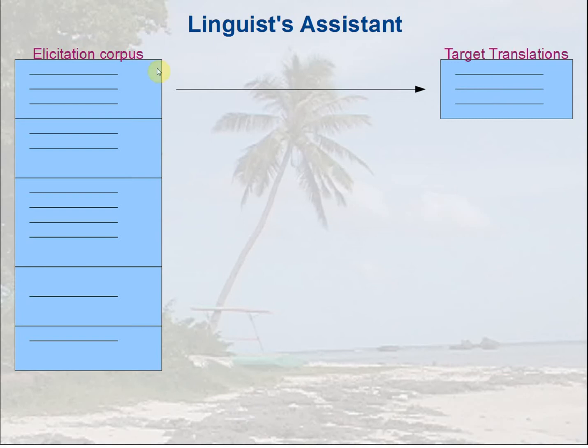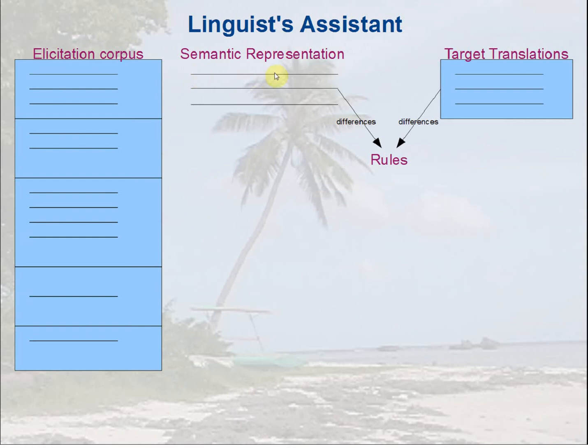So what we've done is we tried to make this process a little bit easier for the computer. We've come up with a semantic representation. So for each one of the sentences in the elicitation corpus, we have a semantic representation. And that's a big part of what we've done in Linguist Assistant, is create this semantic representation language that unambiguously is able to encode detailed semantics in a way that the computer can understand. So that's what we've done. We've taken each sentence in the elicitation corpus, and we've recorded the semantic representation.